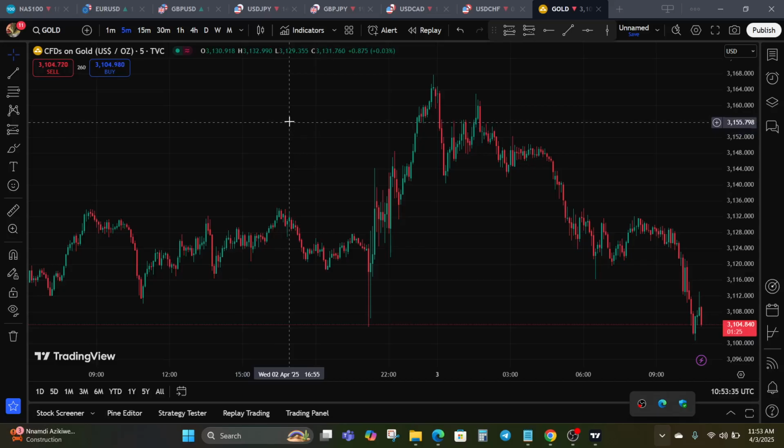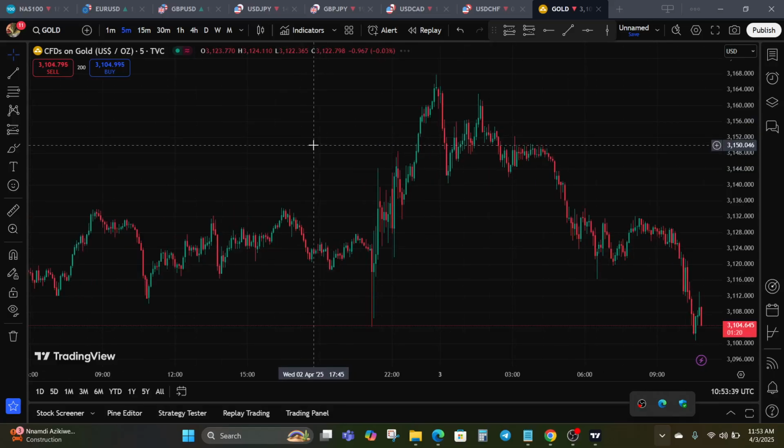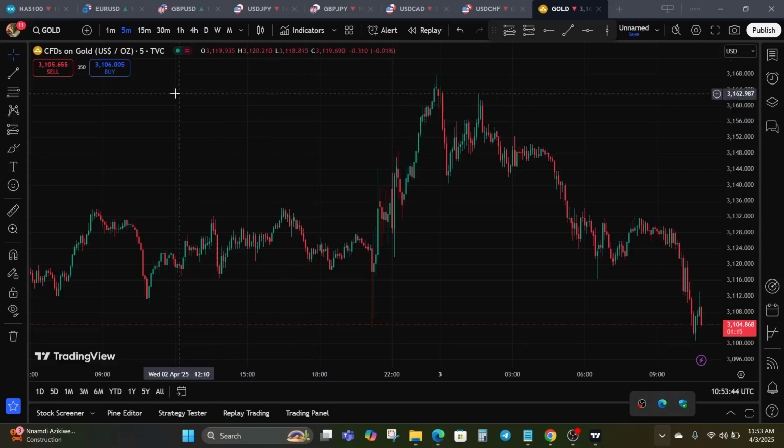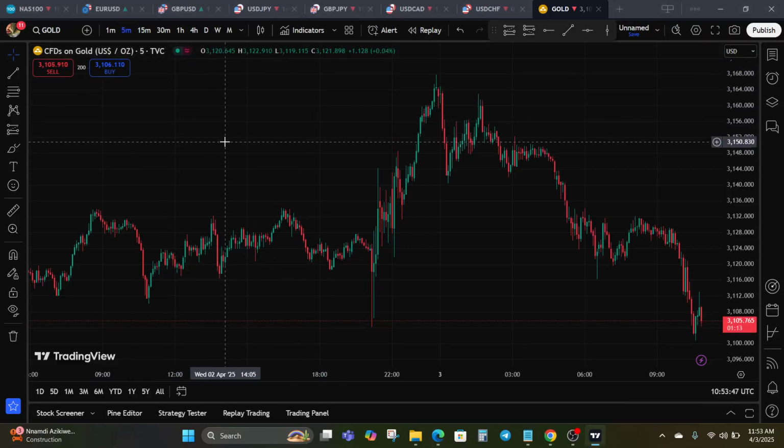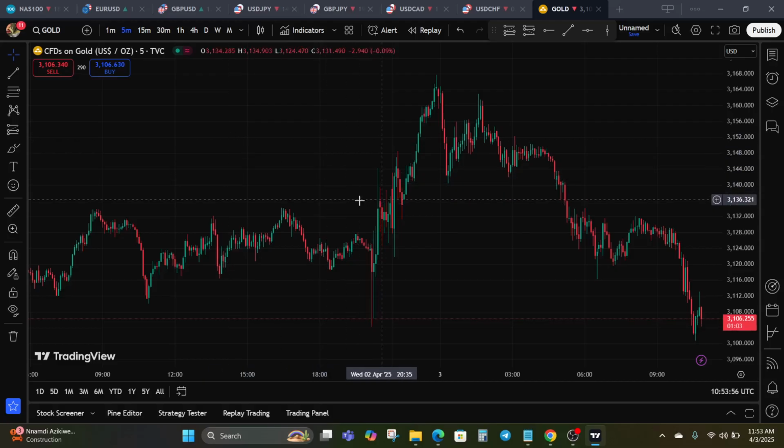Now, gold is one of the most volatile assets in the Forex market, which makes it ideal for short-term trading. The 5-minute chart offers a balance between quick trade opportunities and manageable market noise, making it a preferred time frame for many traders. So to trade gold effectively on this time frame, we use a combination of indicators and price action analysis to filter out weak signals and catch high probability trades.